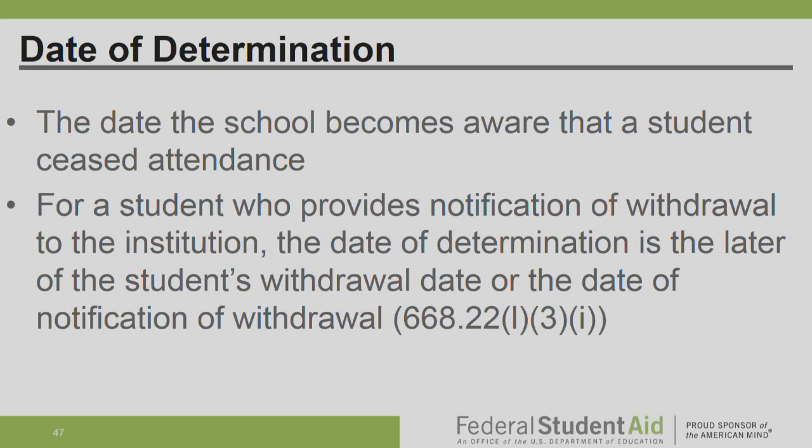Now, for a student who does indeed provide notification of a withdrawal to the institution, I'm withdrawing, okay? Notice this, the date of determination is the later of the student's withdrawal date or the date of notification of withdrawal. All they're saying here is, maybe I notify you today, and normally that's going to be your withdrawal date, but what if you have an academically related activity that shows that they actually did withdraw next week? So I'm going to make sure that my date of determination is at least the later of the two so that I have time to conduct the processing, okay?